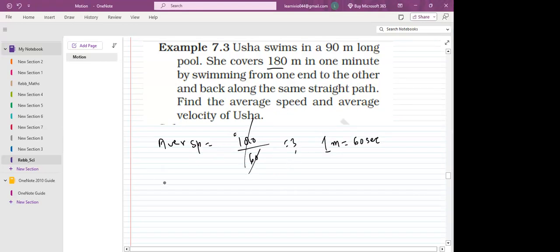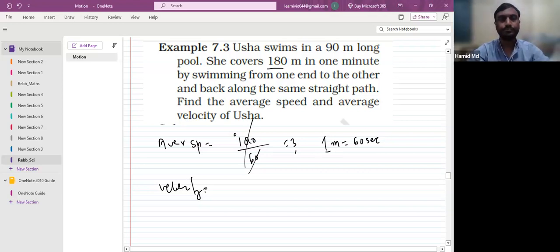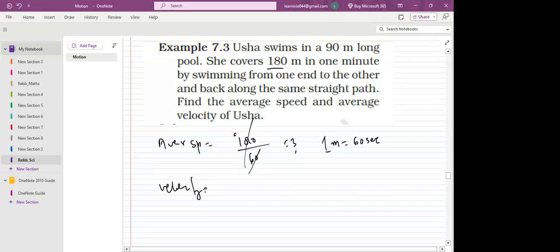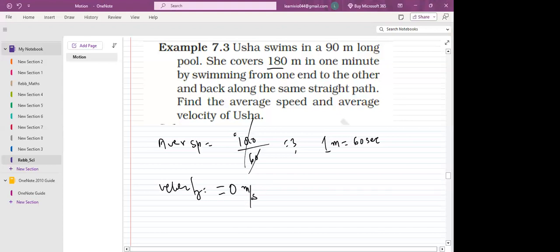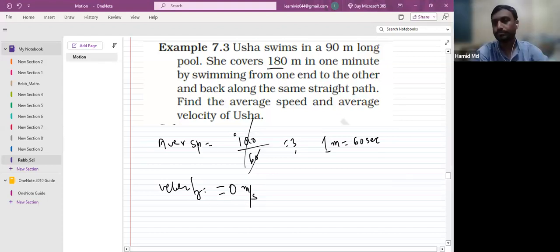What about the velocity? Average velocity is displacement over time taken. So it will be 0 by 60. Okay, so you want to say that this is 0, right? Yeah. Okay, right. Good.